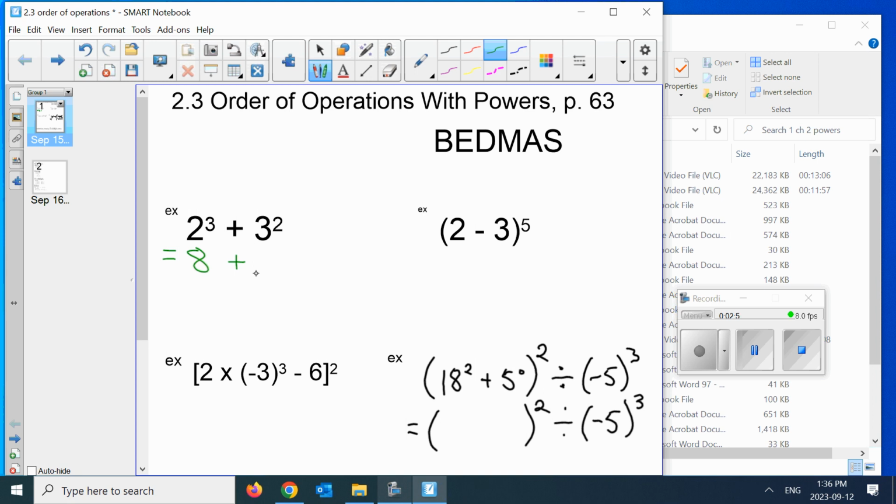How do we organize it? I'm really asking you guys to do this. And 3 squared, 3 times 3 is 9. I replaced them, and I'm looking for this. If you want to use a calculator, you can. But 8 plus 9, if you do it without, that's 17.